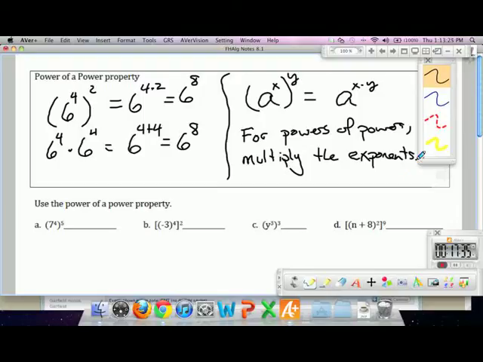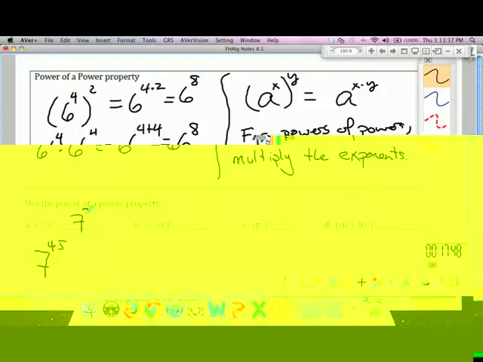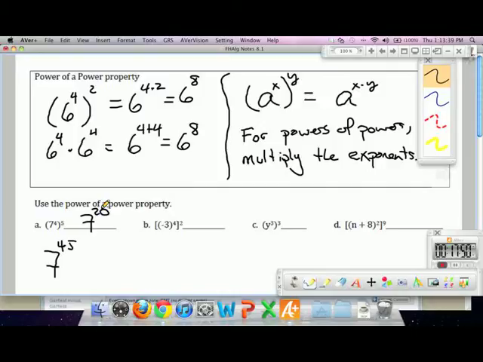So like 7 to the 4th, all to the 5th, that should be what? Same as 7 to the 4 times 5, which is the same as 7 to the 20th power. Negative 3 to the 4th, all to the 2nd power. That looks a lot like that example I just did. What should this one be? Negative 3 to which power? 8th power.